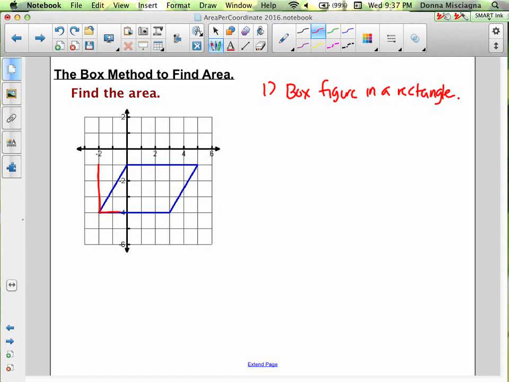All right, so we're going to box. So notice where I started. Why did I start so far to the left there? Why didn't I start here? Well, if I try and draw the box there, look at that, I left off part of my figure.